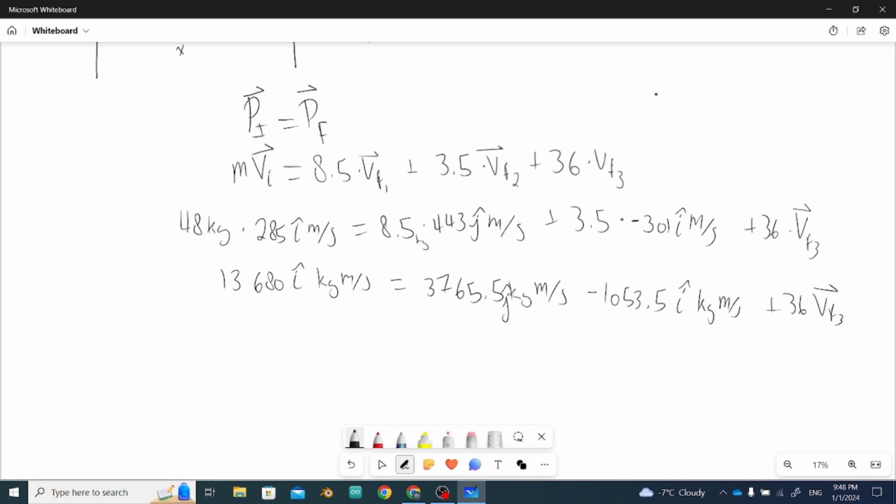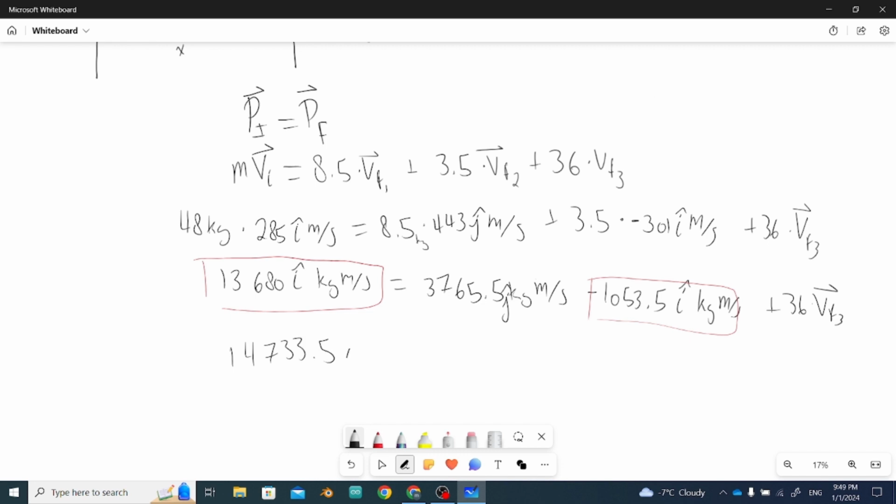13,680 i, we have to add that with the 1,053.5. I'm just adding these two numbers together, which gives us 14,733.5 i. And then we can also bring this j here, but I'm not going to change it. So minus 3,765.5 j, and that would be kilogram meters per second, is equal to 36 VF3.